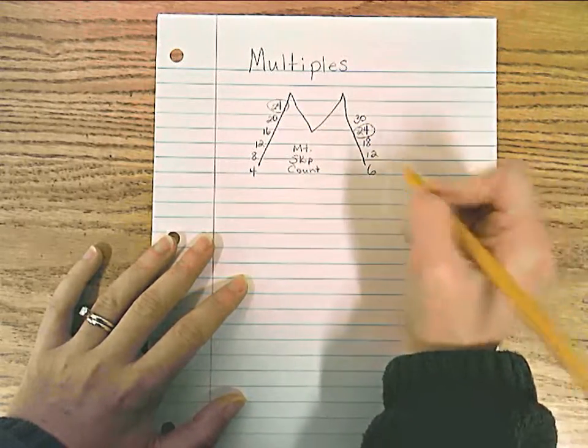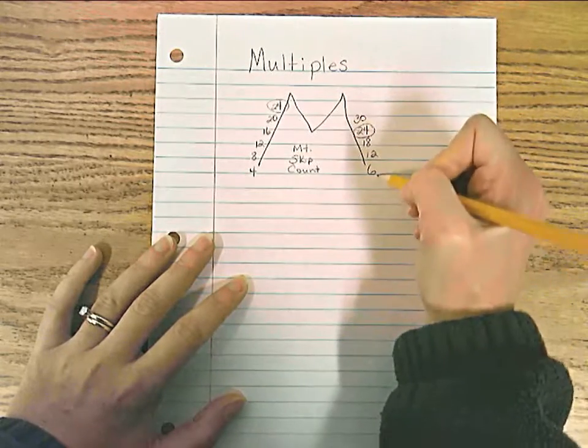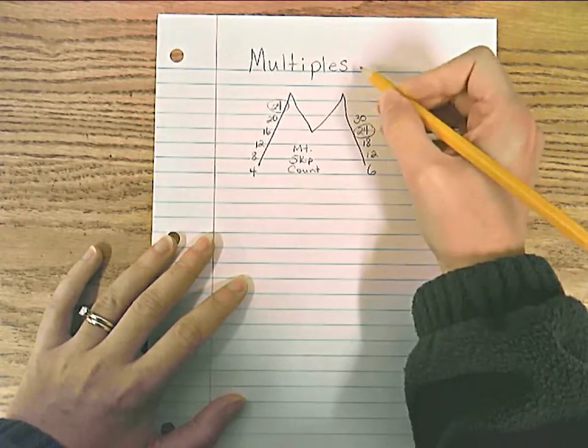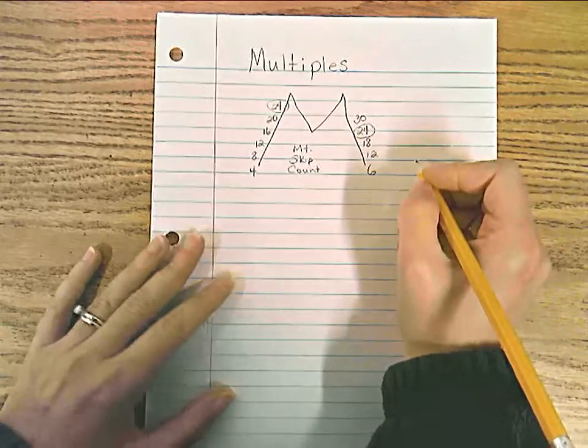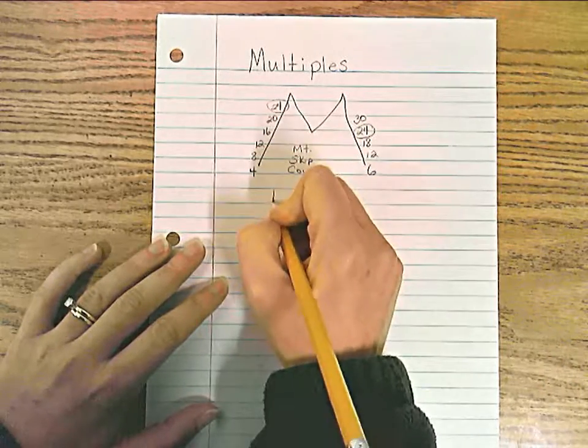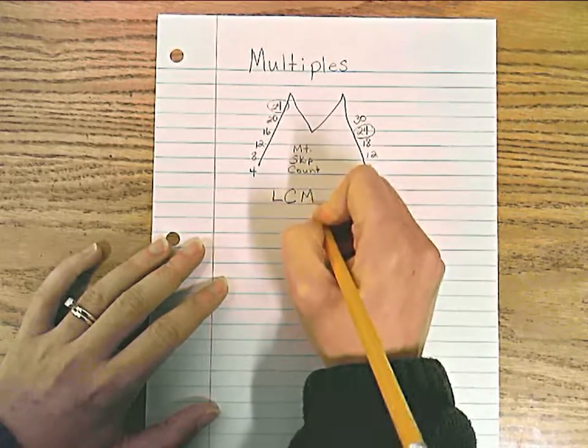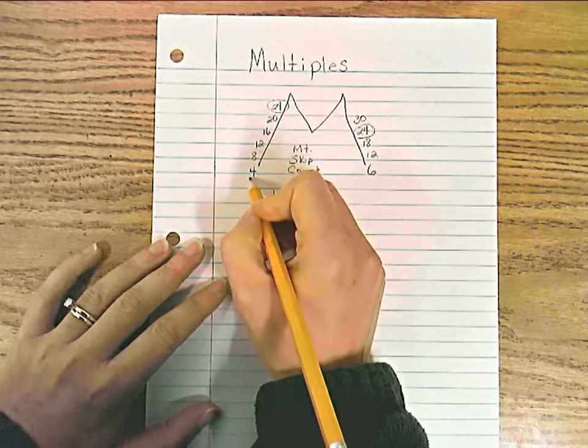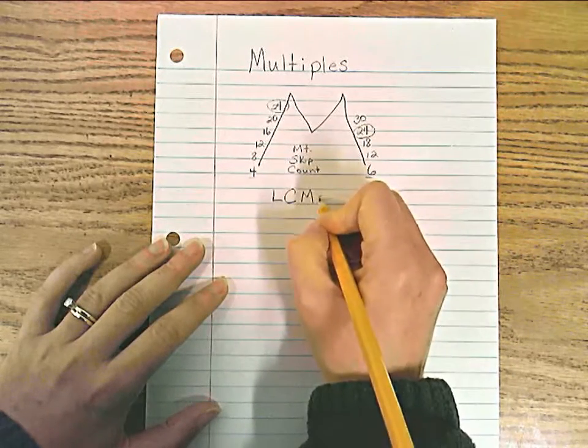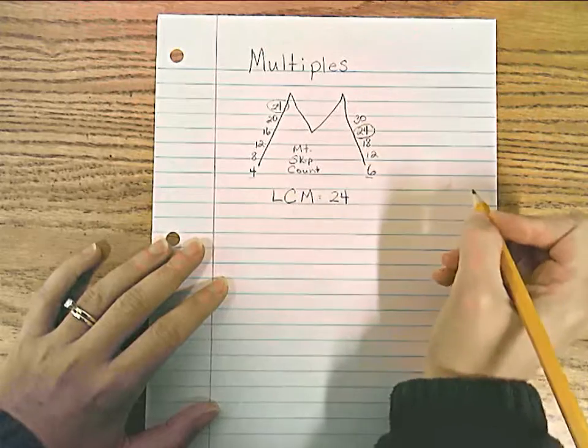And as soon as we find our common multiple, we can stop. We don't want to climb up this mountain forever and ever. As soon as we find one, we want to stop because we are looking for the least common multiple. And in this case, the least common multiple of 4 and 6 is 24.